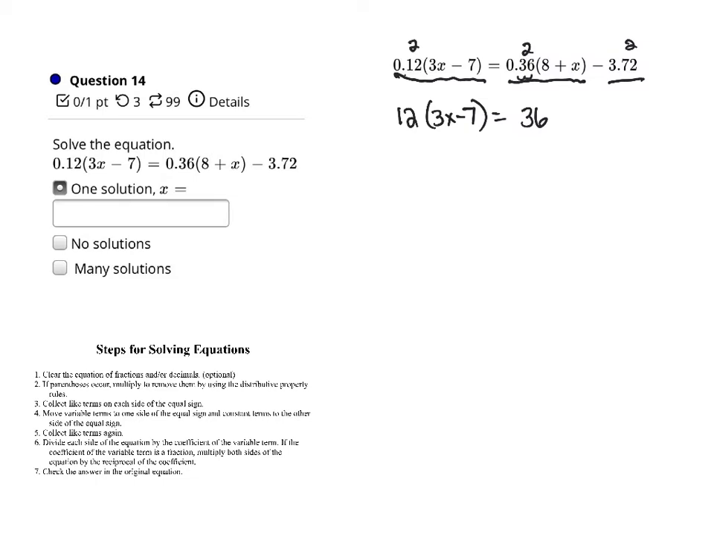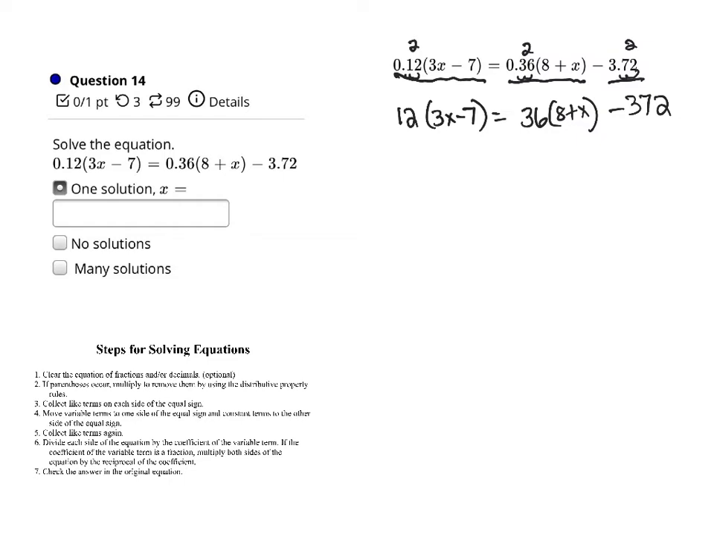Let me put the little parentheses, and bring down my 8 plus x, minus, and 3.72 becomes 372. So no more decimals. Now, next step, distributive property.